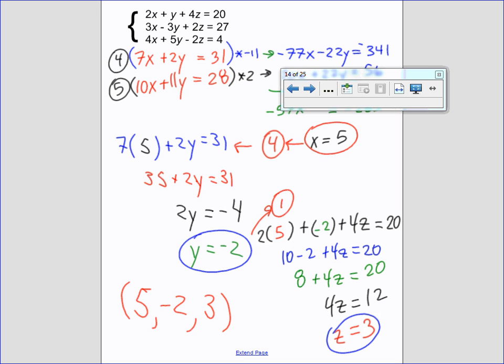However, before I box it, you guessed it, I'm going to check in the original. So here we go. 2 times 5 is 10. Minus 2 is 8. Plus 12, does 8 plus 12 equal 20? Yes.